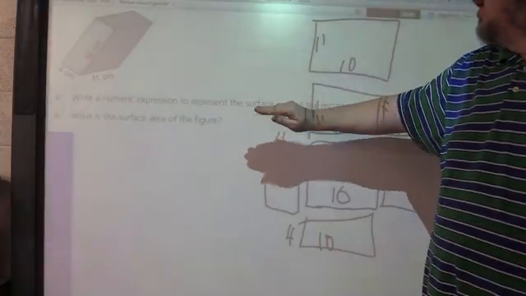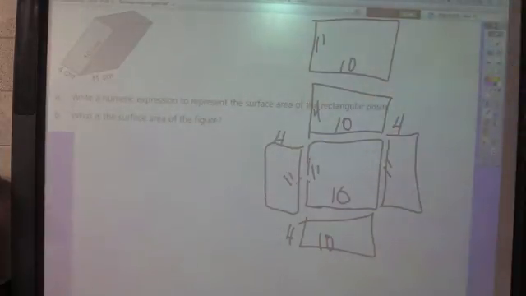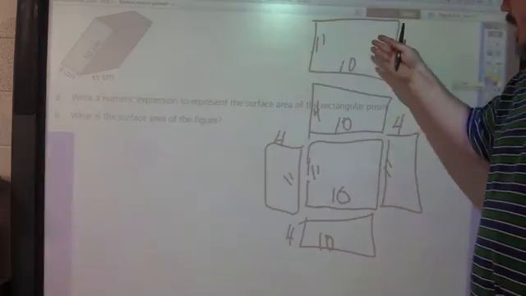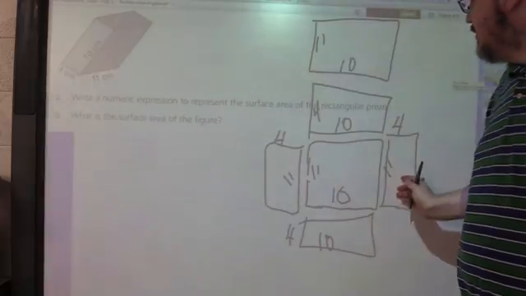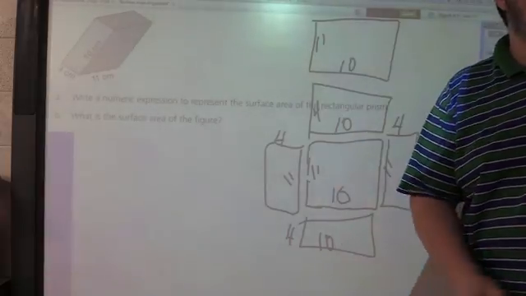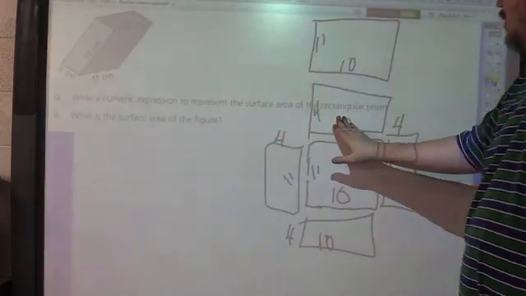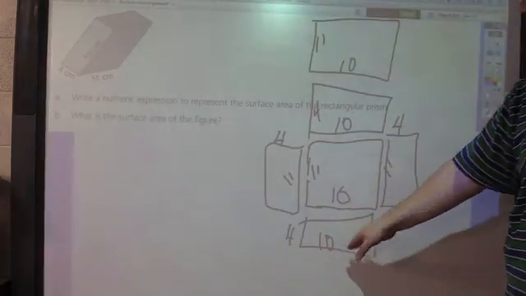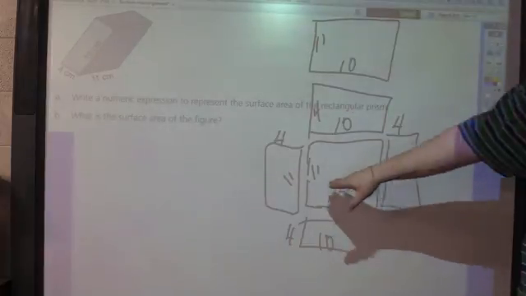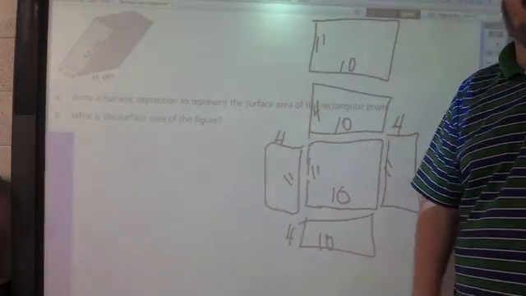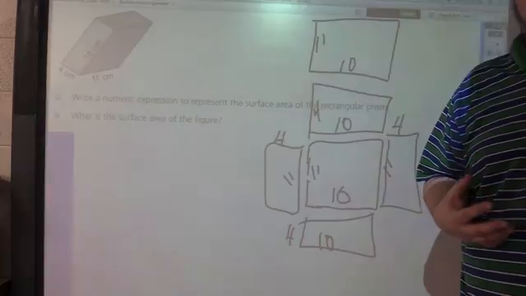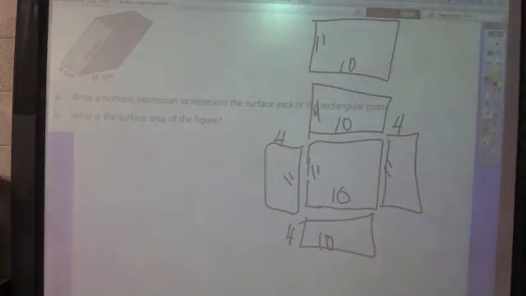So A says write a numeric expression to represent the surface area of the rectangular prism. Now I want to point something out. We got two faces that are congruent in all cases. We got the top and bottom, we got the sides, and we got the back and the front. And they're congruent. So I'm not going to write 11 times 10 plus 4 times 10 plus 11 times 10 plus 4 times 10 plus 11 times 4 plus 11 times 4. I'm not going to do that. I'm going to simplify it a little bit.